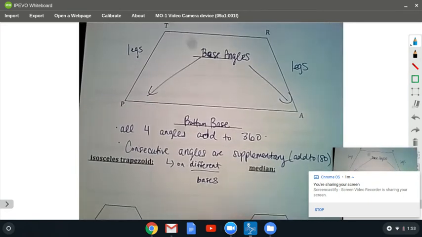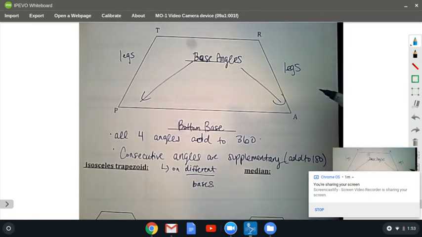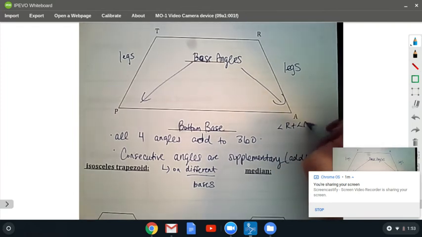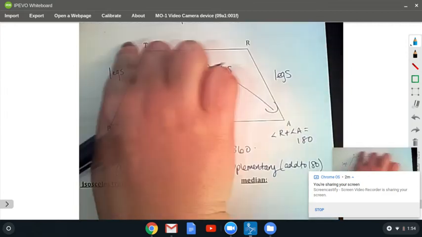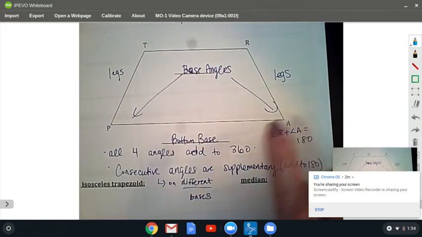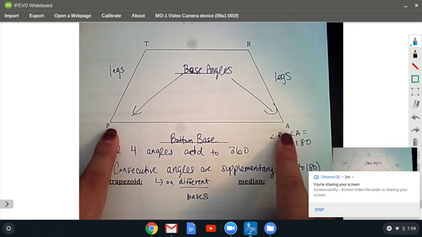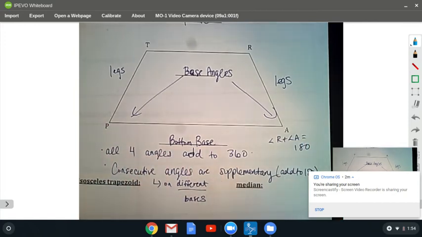Okay, so for example, two consecutive angles that would add to 180 would be R and A. So angle R plus angle A would equal 180 because they are on different bases. R is on the top base, A is on the bottom base. I could not say, however, P and A add to 180 because they're both on the bottom base. So although they are next to each other, consecutive, it does not work that way.